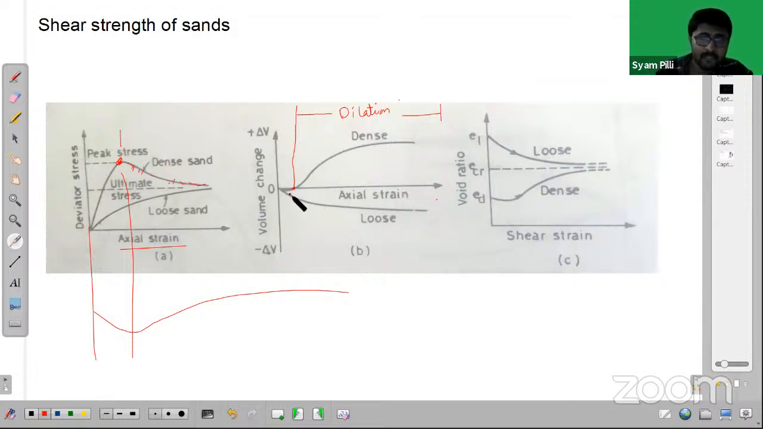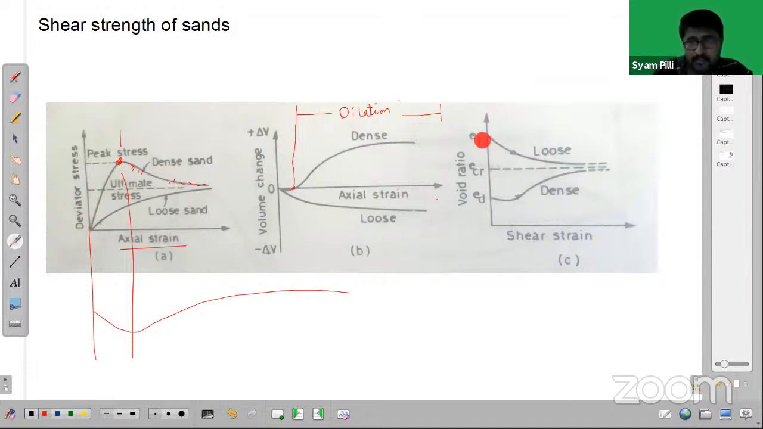That's why the shear stress will keep on increasing, and it will reach a maximum value at large strains. Fine. यही चीज volume change है. If the same thing I have represented in void ratios, this is the void ratio which is observed. Because the volume is reducing, the void ratio also reduces with the volume.